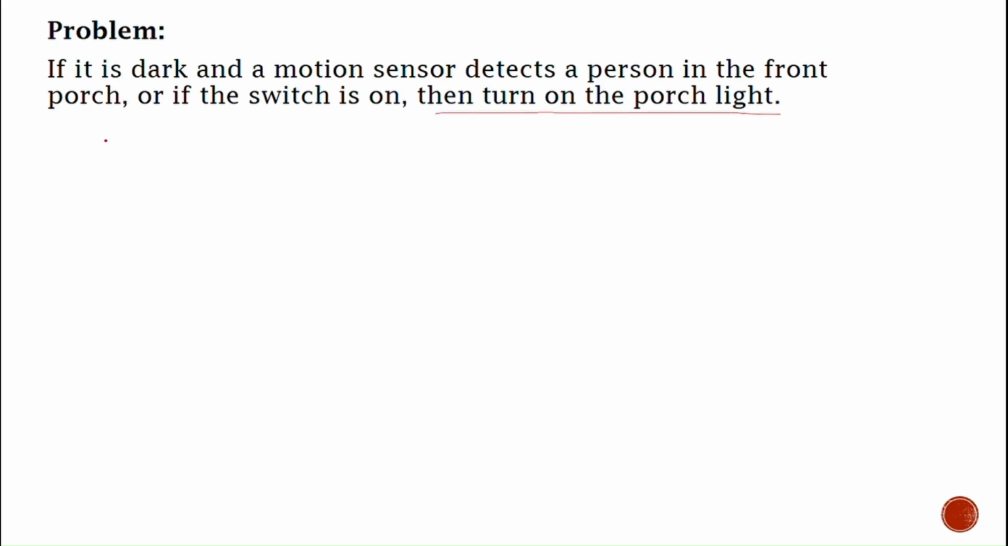Similarly, we have another word problem. You can see that again this is the problem to design a circuit for a porch light, and the porch light P depends upon the 3 things. The first thing is that it is dark, the second thing is a motion sensor detects a person in the front yard, and the third one is the switch is on. So if D represents it is dark, M represents the motion sensor, and S represents the switch, then this porch light is a function of 3 variables, which are D, M, and S.